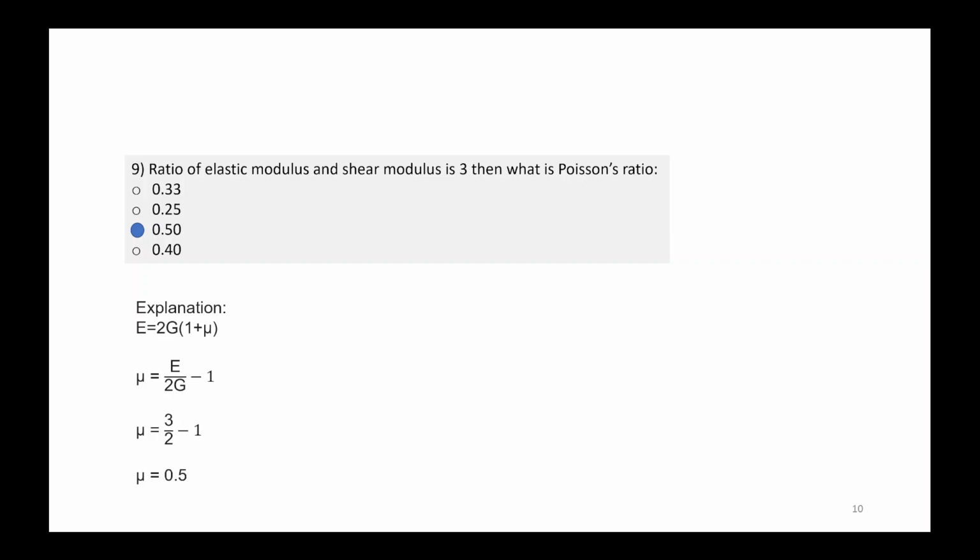The ninth question: the ratio of elastic modulus and shear modulus is 3, then what is Poisson's ratio? You can easily put the ratio E by G as 3, and your answer will be 0.5.